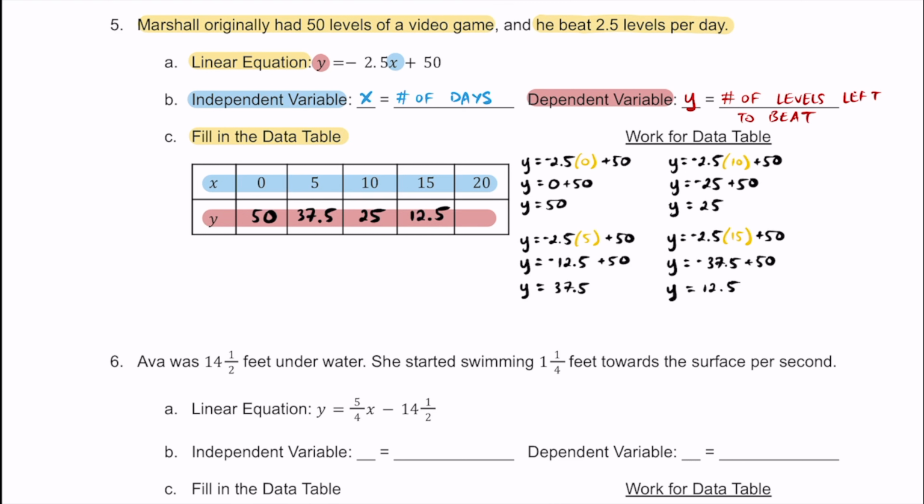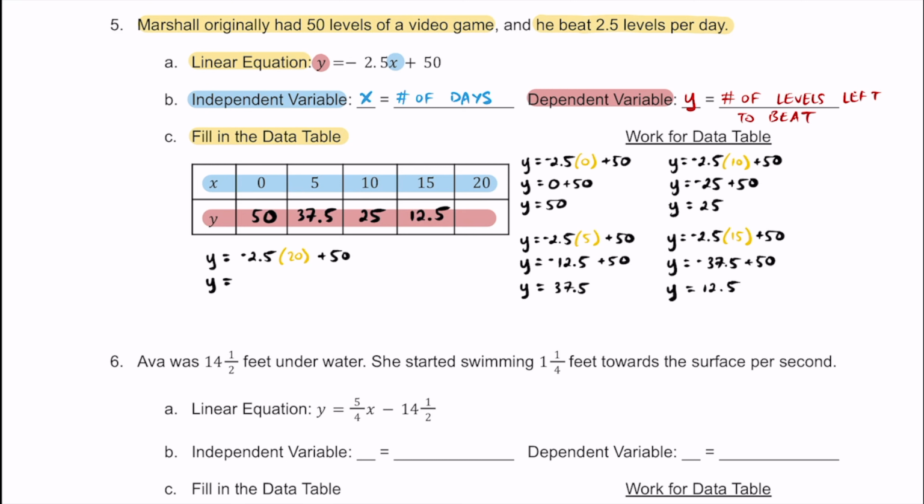Okay. One final scenario, let's take this equation here, but this time x is going to be 20. So if 20 days go by, what's going to be happening here? So let's go ahead and substitute that in. I'm going to actually do it over here under the table. So we're going to get y is equal to negative 2.5, multiply that by 20 days. Let's do 20 here, and then plus the 50 that he originally has to beat.